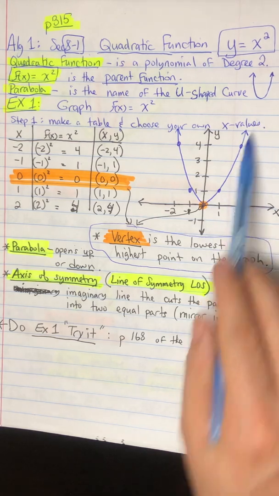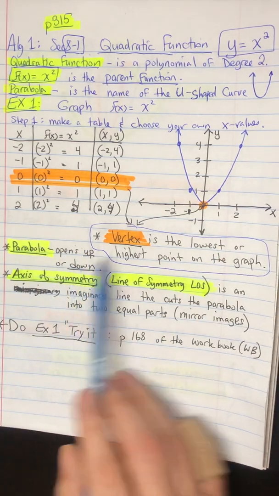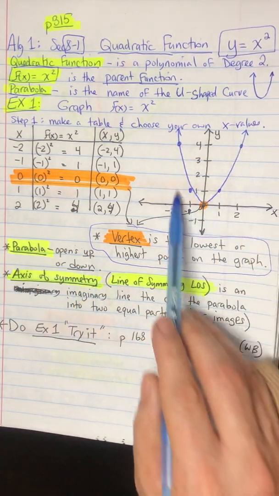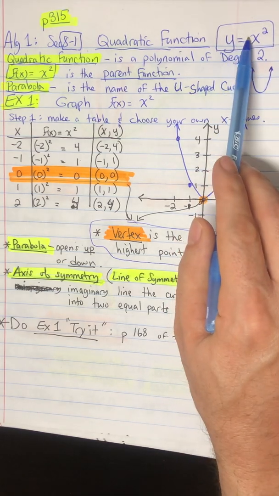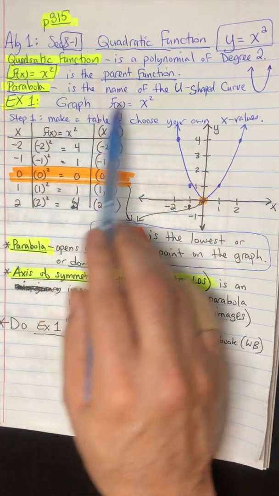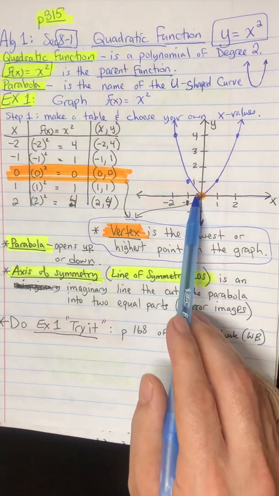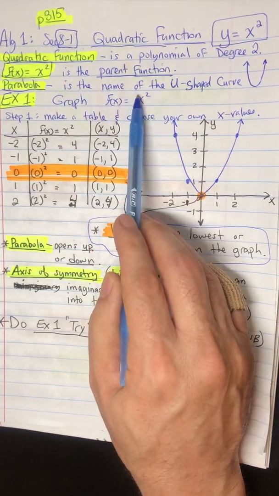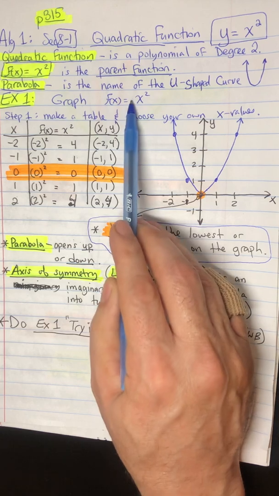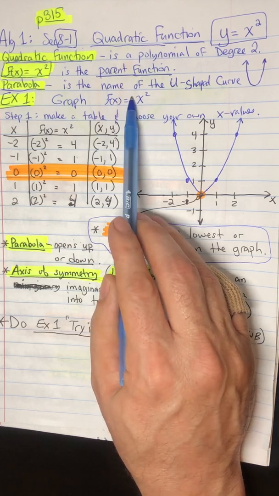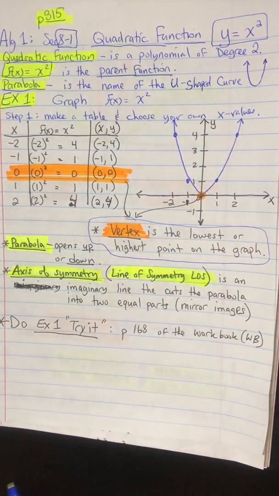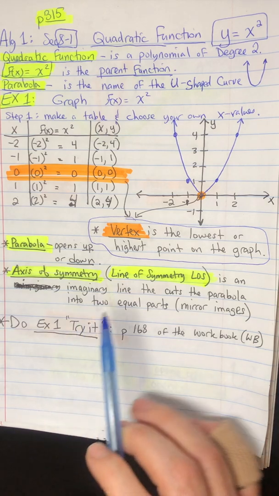Again, the name of this graph is called a parabola. It either opens up or down. This one's opening upwards. Since x squared is positive, if it was -x squared, it would open downwards. That's what makes it open up or down, whether the coefficient of x squared is positive or negative. If it's positive, it opens up. If it's negative, it opens downwards. We'll talk more about that later.